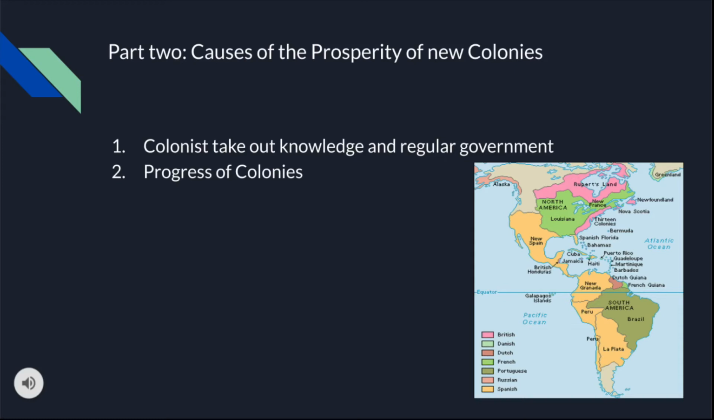So colonists started to take out knowledge and regular government. The land was said to be plentiful and cheap, although wages were high. The children were taken care of, and they were profitable. Fully grown, the high price of labor and the low price of land gave them the opportunity to establish themselves the same way that those who had settled before them did.